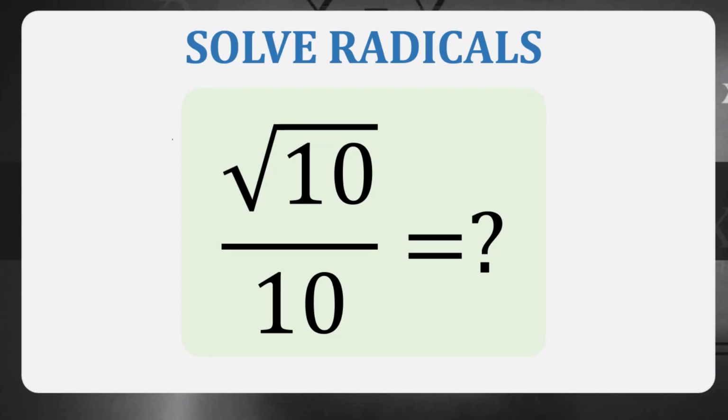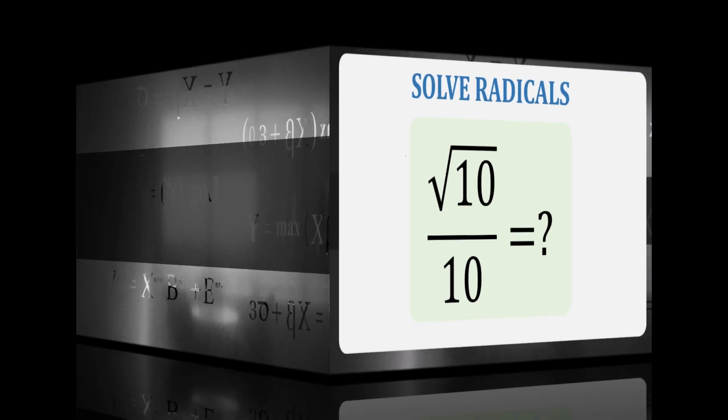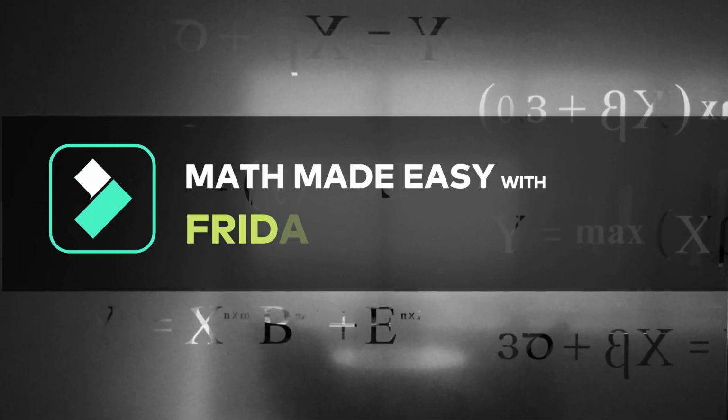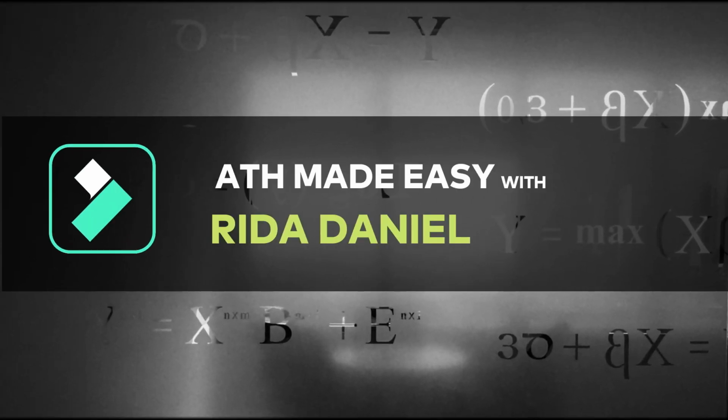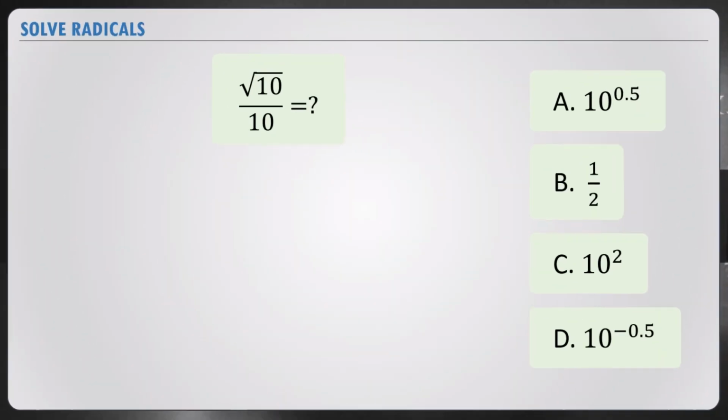Today we will be solving this radical problem. Today we have root 10 over 10, and what is the answer? Possible answers are 10 to the power of 0.5, half, 10 to the power of 2, 10 to the power of negative 0.5.